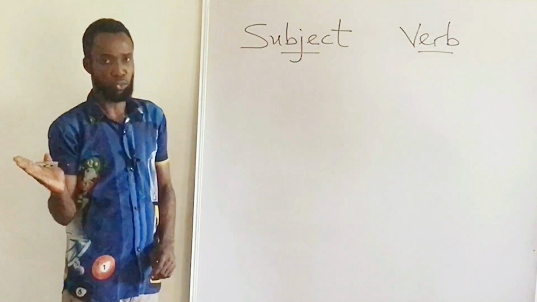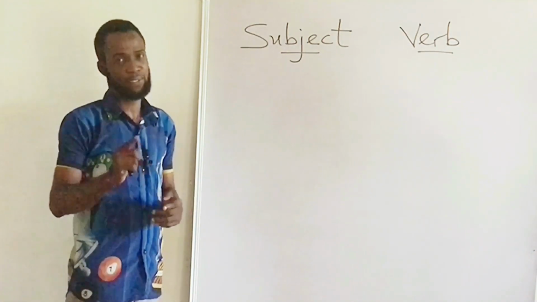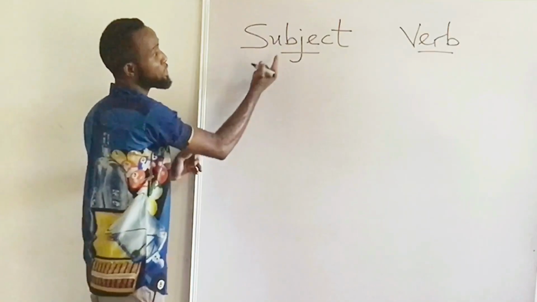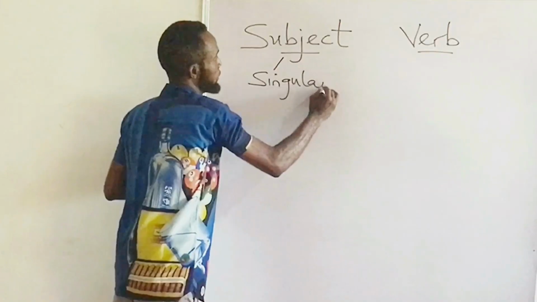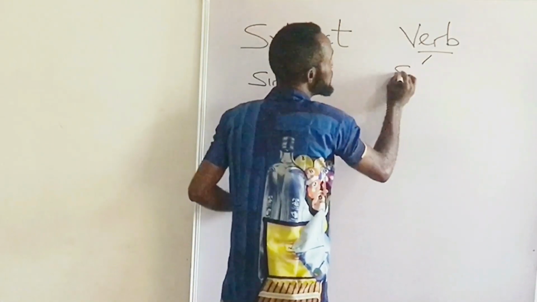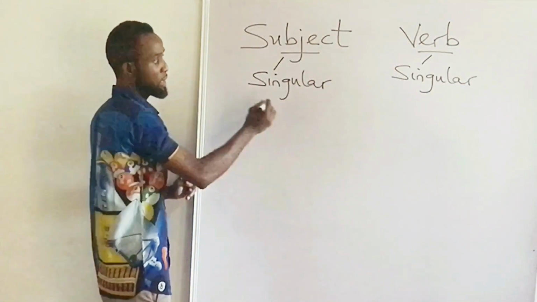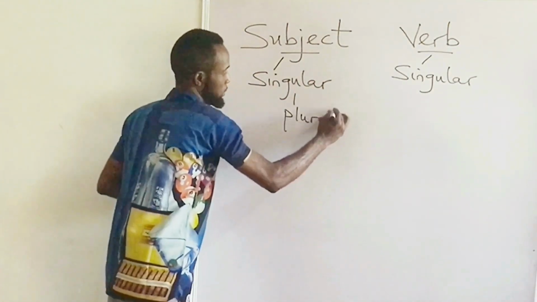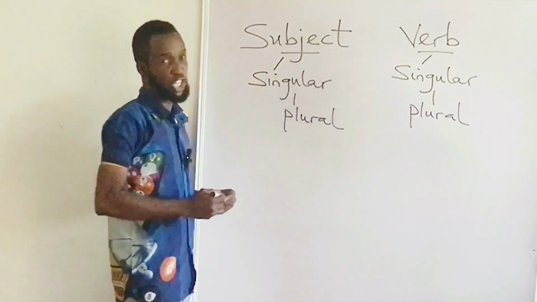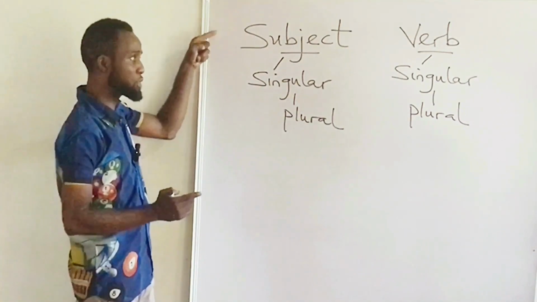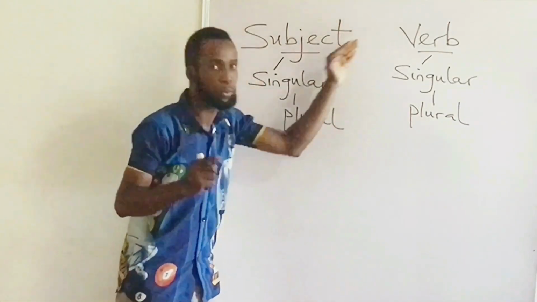Concord has a general rule. The general rule of concord states that if the subject is singular, the verb should also be singular. But if the subject is plural, the verb should also be plural. This is the general rule of concord. A singular subject takes a singular verb, but a plural subject carries a plural verb.